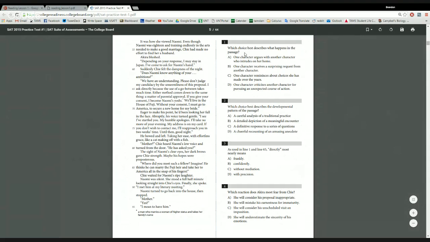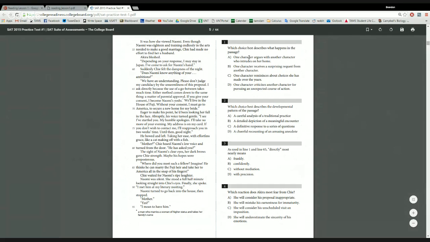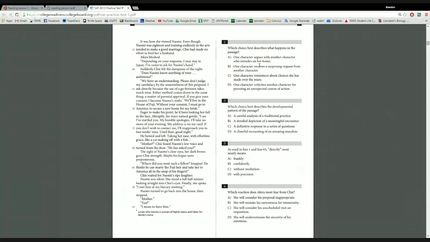So let's go back to the questions we didn't answer after we plot the questions. So which choice best describes what happened in the passage? This is a main idea question. So given that you've read the passage, we'll look through each answer choice. A. One character argues with another character who intrudes on her home. He actually is quite polite when entering the home, so it's not "intrudes" that makes this answer incorrect. So it would be wrong.